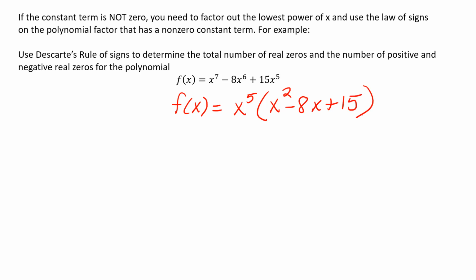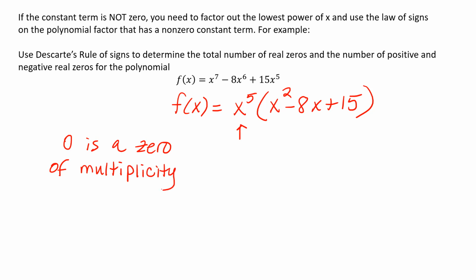So now you can quickly see that 5 of the zeros that this function has are 0. So that is a 0 of multiplicity 5. You put in 0 for x, you get 0. And so 0 is a 0 of multiplicity 5 for this function. And since 0 is neither positive nor negative, that wouldn't be counted by Descartes' rule of signs.